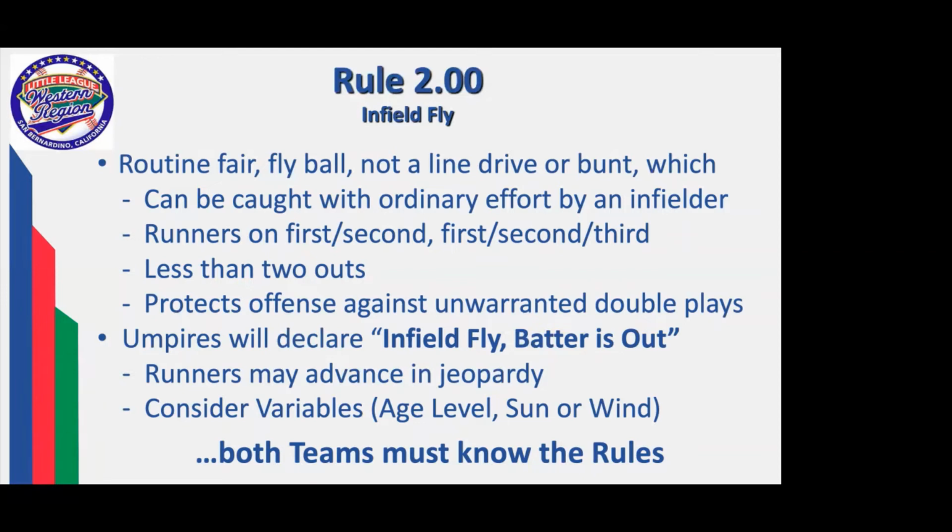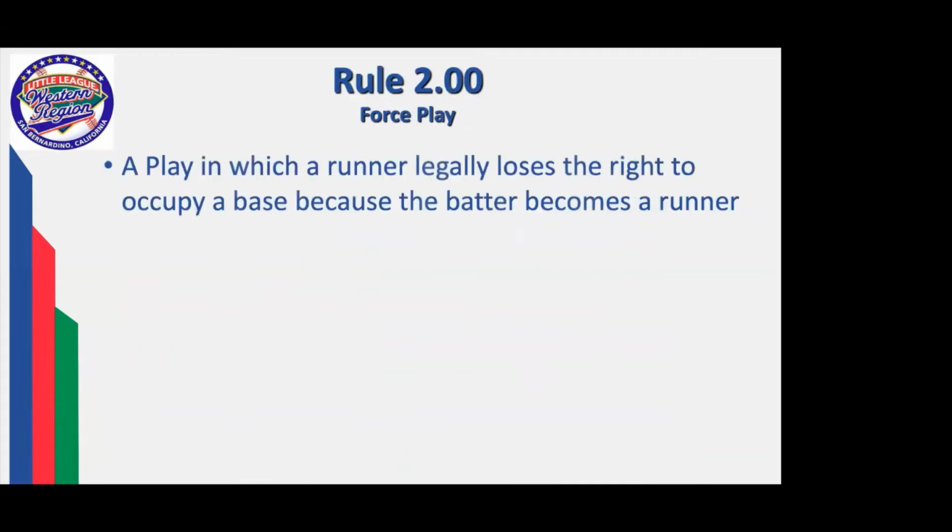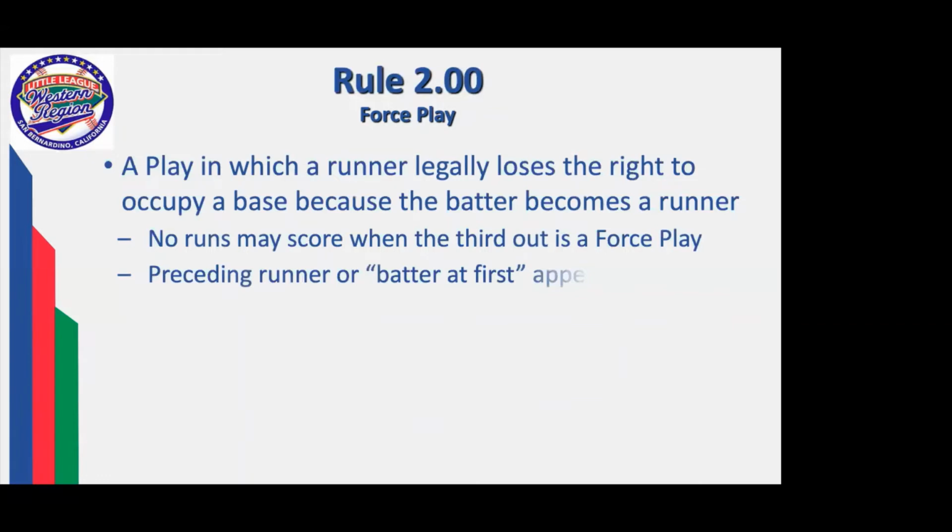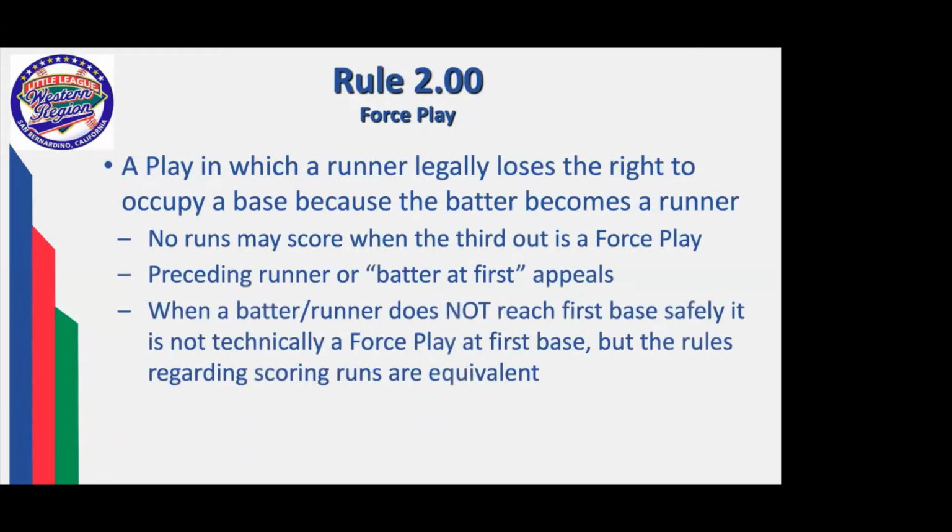When you have a situation, unfortunately, if the infield fly is improperly called or the infield fly is not called when it should be, the teams need to play within the rules so that they don't end up getting cross-threaded with the umpires. Force play. It's a situation where a runner legally loses the right to remain on a base because the batter has become a runner. For example, runner on first base, ground ball in the infield, that runner on first must advance to second because the batter runner has to move to first.